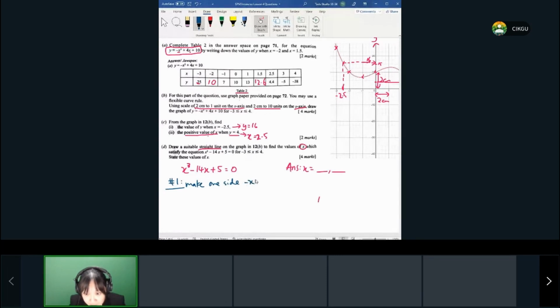Make one side become negative x cubed plus 4x plus 10. This is your first step. You need to make this equation, one side become exactly like that. Okay, so how to do?